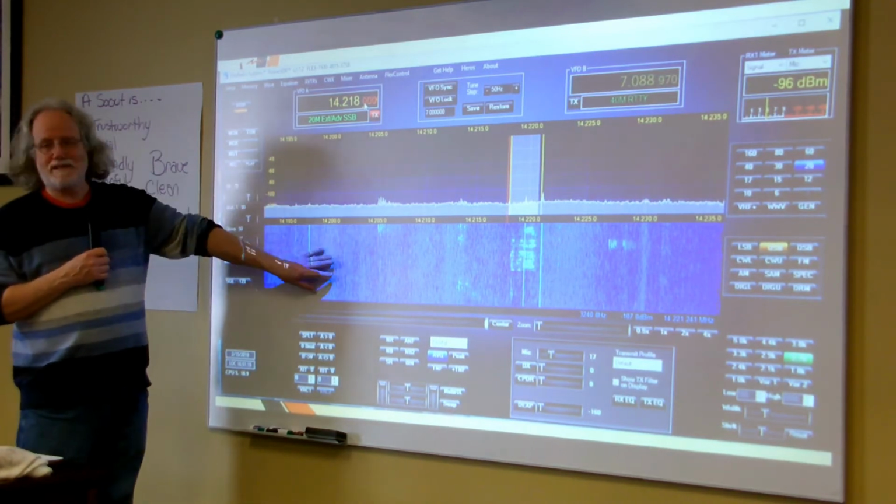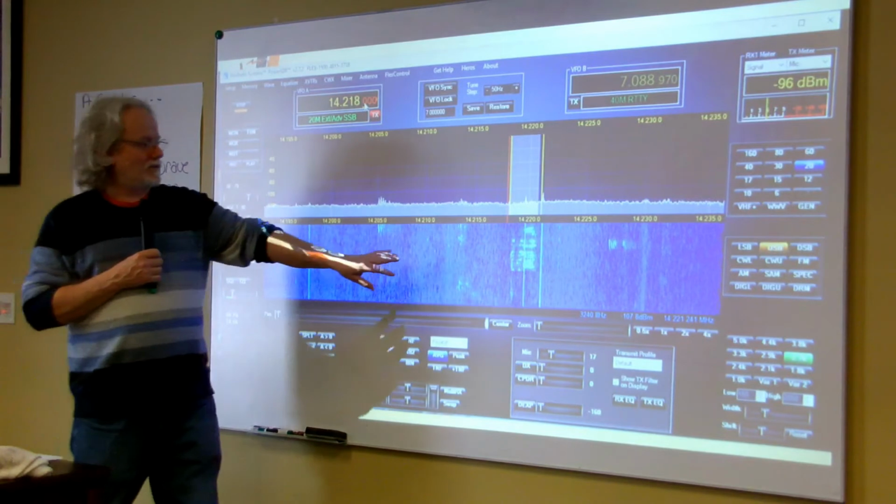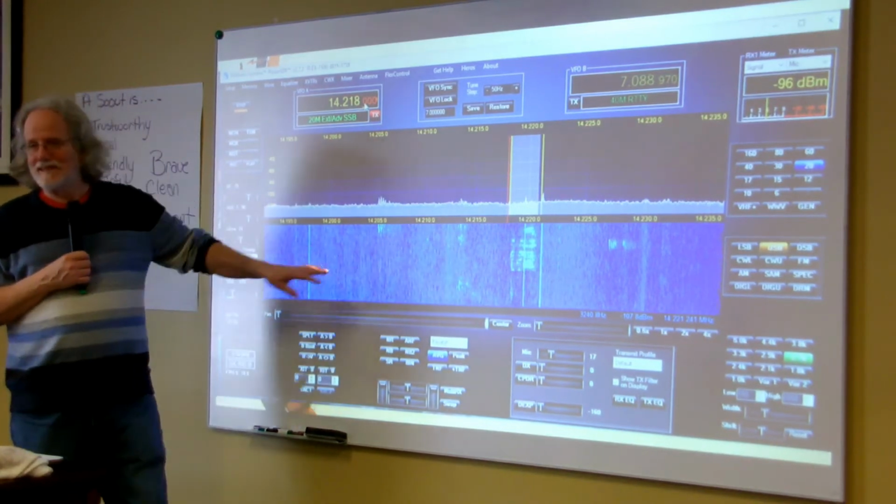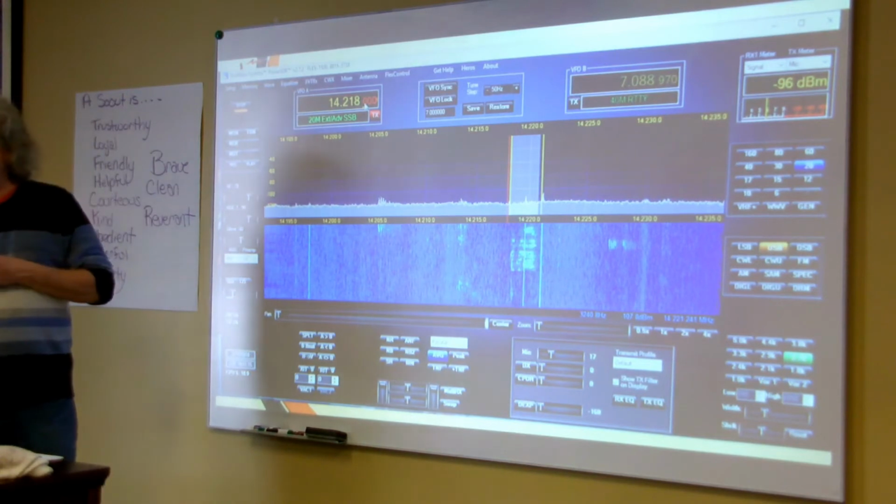You've got the spectrum graph and you've got the waterfall, so you have two ways to see what's going on. I don't find the waterfall very interesting.